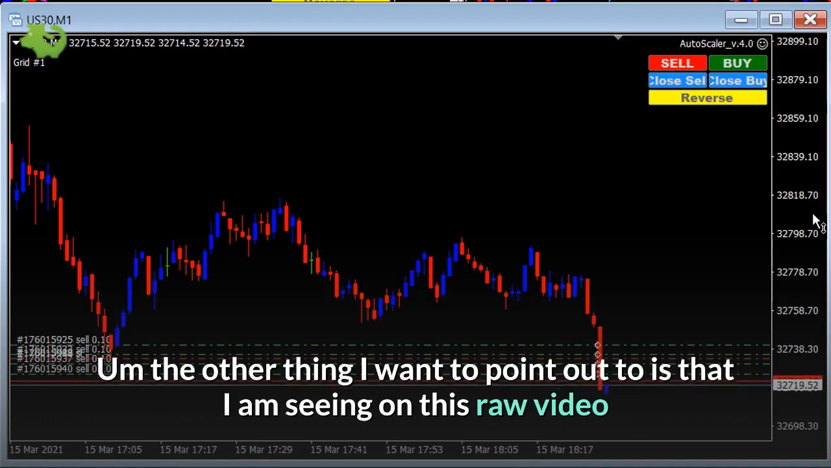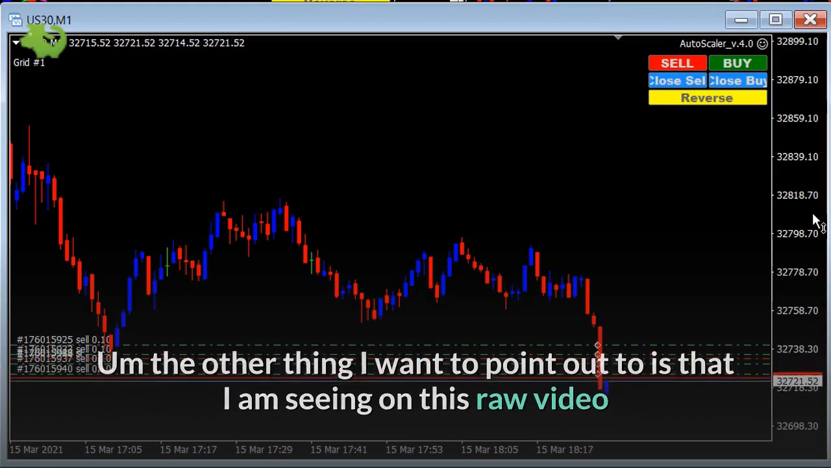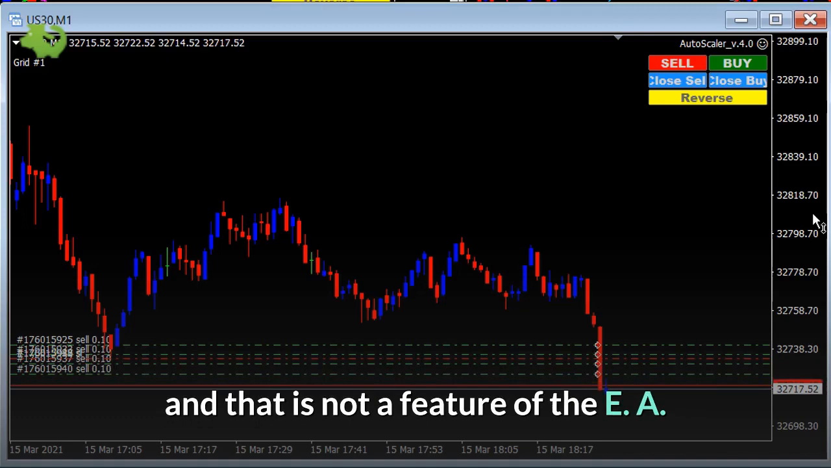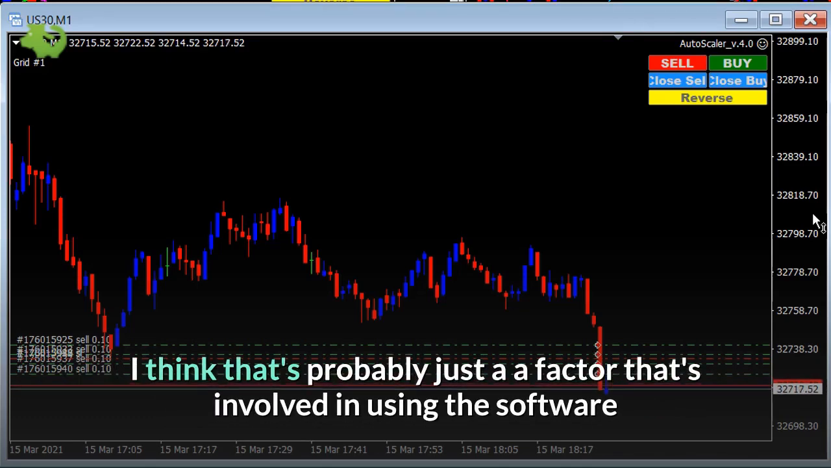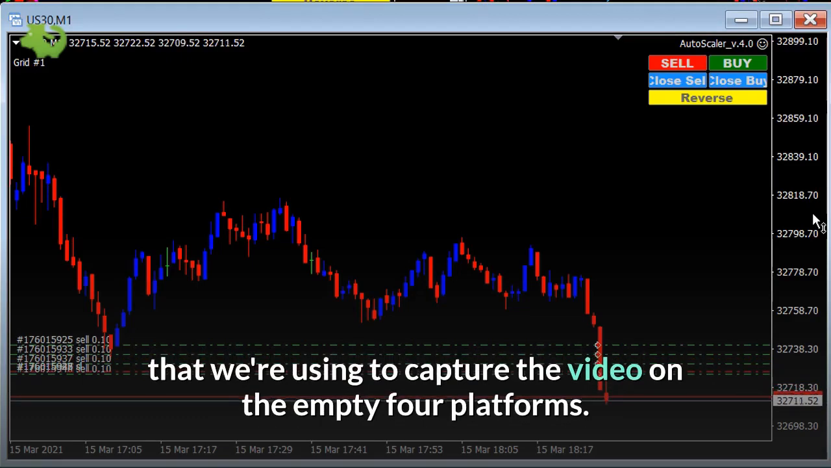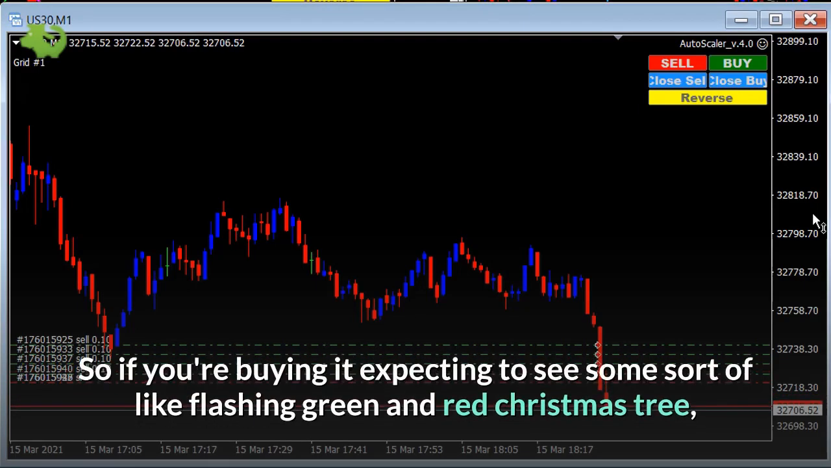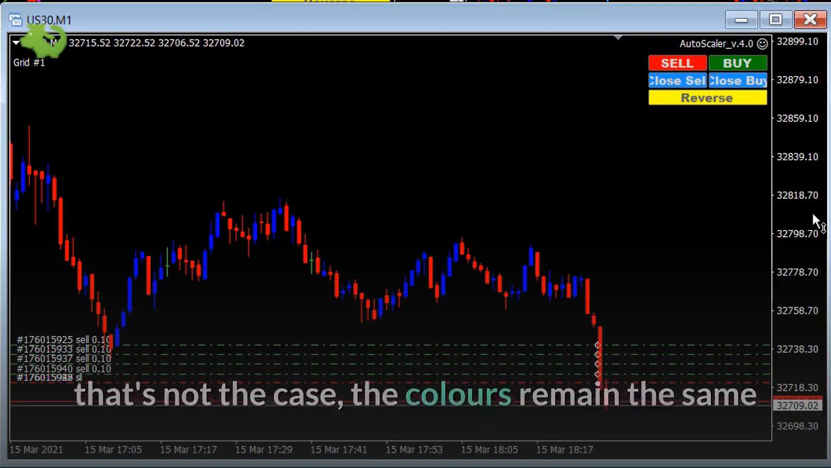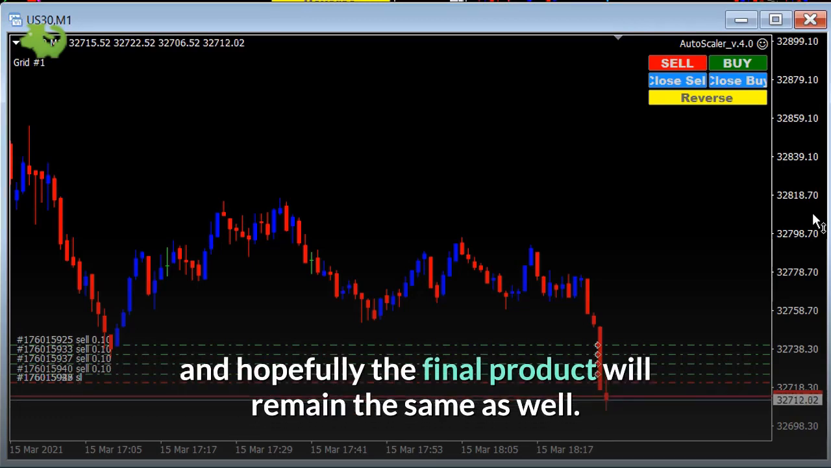The other thing I want to point out too is that I am seeing on this raw video that the green and the red lines are becoming very bright, then becoming very faded. And that is not a feature of the EA. I think that's probably just a factor that's involved in using the software that we're using to capture the video on the MT4 platform. So if you're buying it expecting to see some sort of flashing green and red Christmas tree, that's not the case. The colors remain the same, and hopefully the final product will remain the same as well.